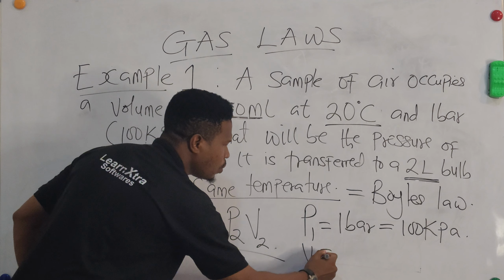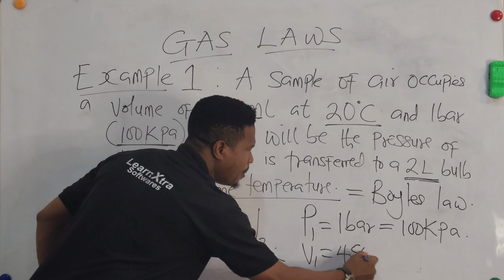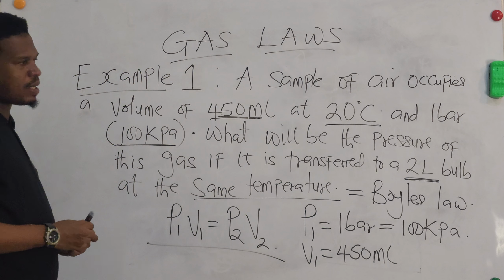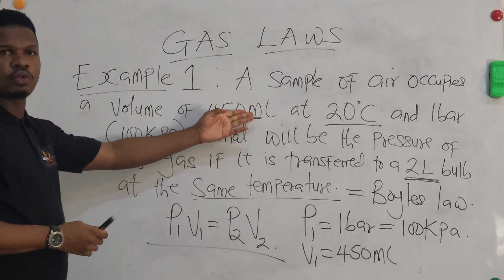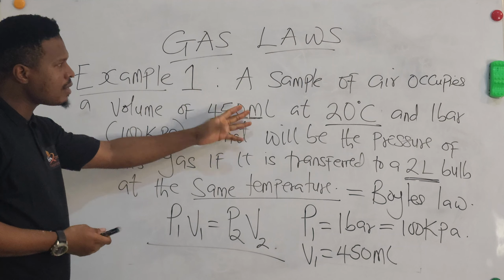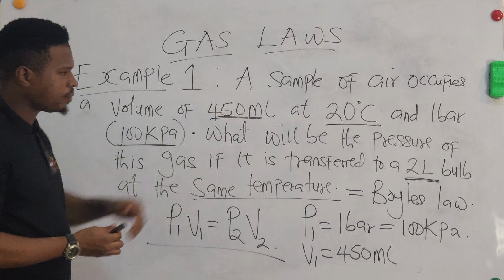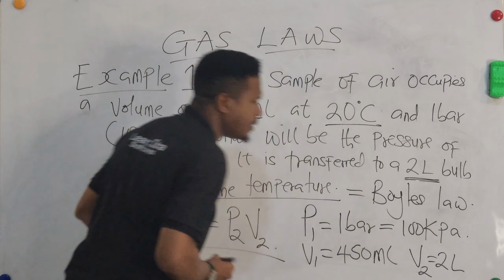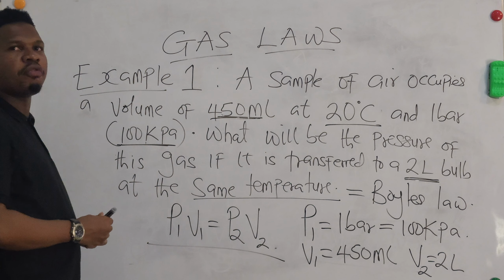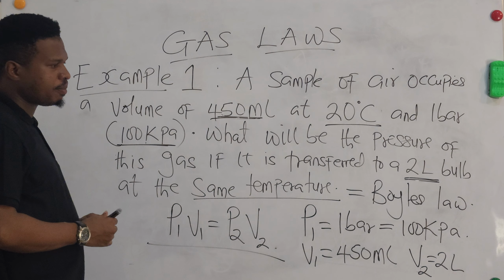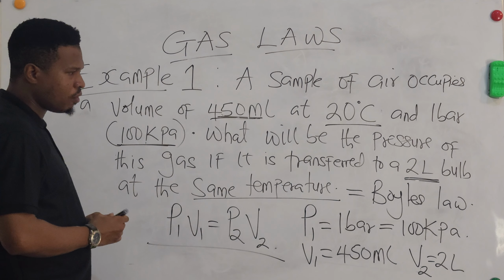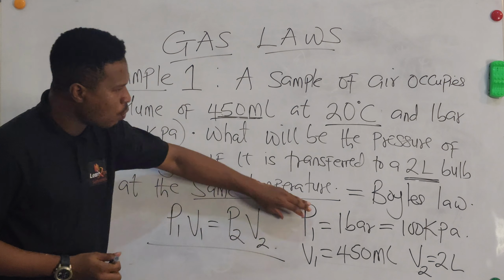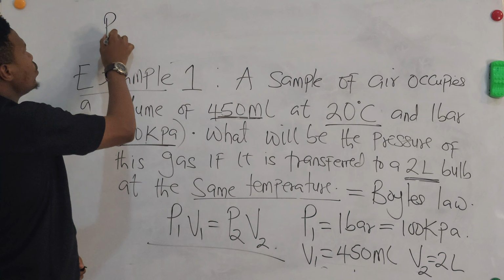V1 has been given to you as 450 ml, right? Permit me, it is my choice. I can decide to work with ml all through, or liter all through. Since I have this in ml and I have V2 in liters, I will convert. But let's leave that for now. We'll convert it in the next step.